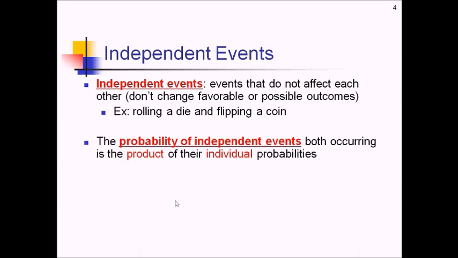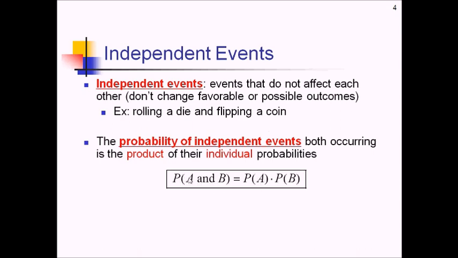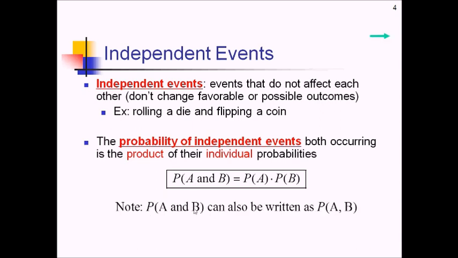So if you're looking for a formula, we could say P of A and B equals probability of A times probability of B. And just one more little notational thing, P of A and B can also be written as probability of A comma B. These mean the same thing.